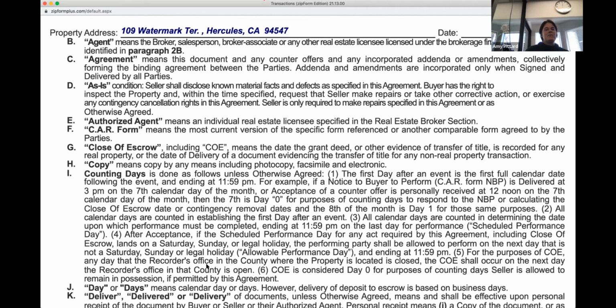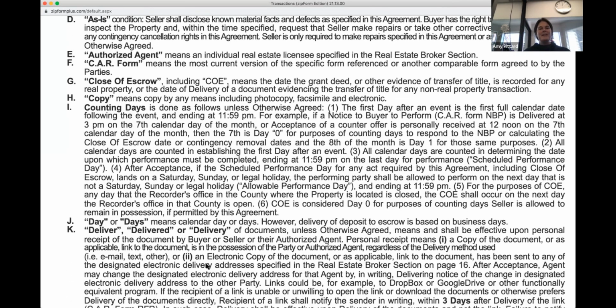Authorized agent means an individual real estate licensee specified in the real estate broker section. CAR form means the most current version of the specific form referenced or another comparable form agreed to by the parties. Close of escrow, including COE, means the date the grant deed or other evidence of transfer of title is recorded for the real property, or the date of delivery of a document evidencing that transfer of title or non-real property transaction. Copy means by any means, including photocopy, fax, or electronic. Counting days is done as follows, unless otherwise agreed. 1. The first day after an event is the first full calendar date following the event and ending at 11:59 p.m.